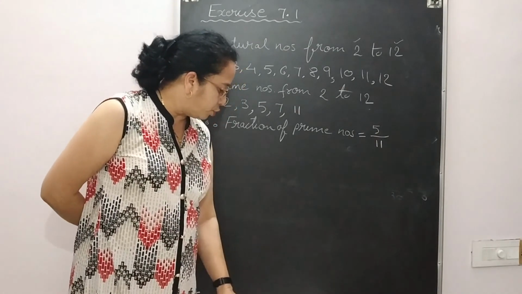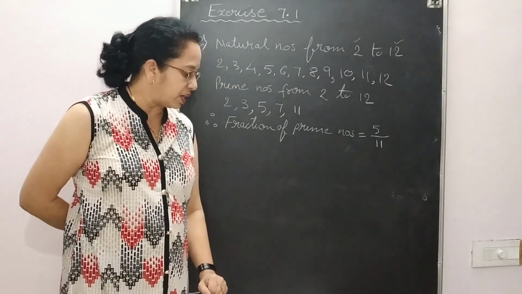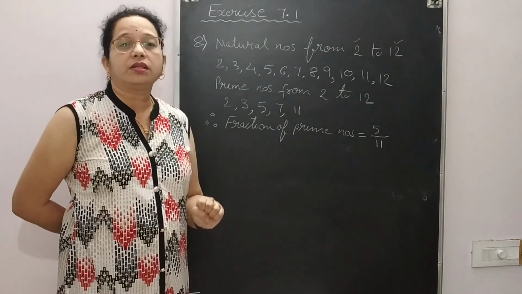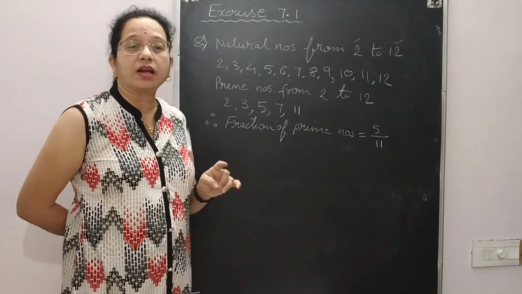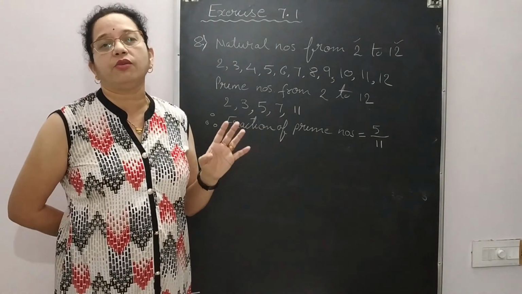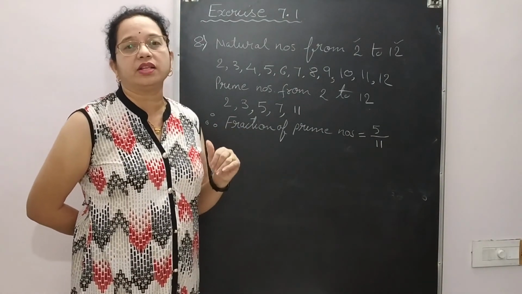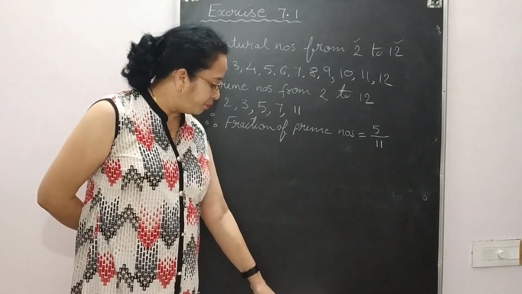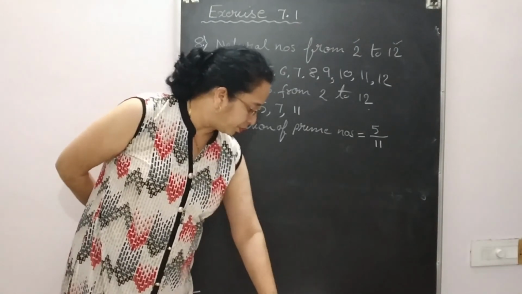Question number 10, few circles are given over there. So how many total circles are there? There are 8 circles. And out of 8 circles, 4 circles are crossed, or you can say that inside 4 circles x is written. So what will be the fraction? 4 upon 8, that is 1 by 2. So question number 10 is again just like question number 8.